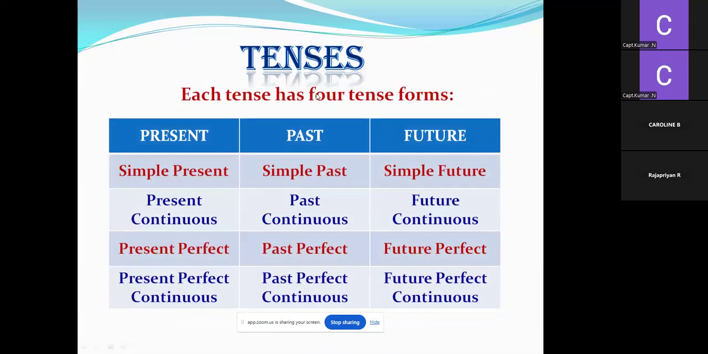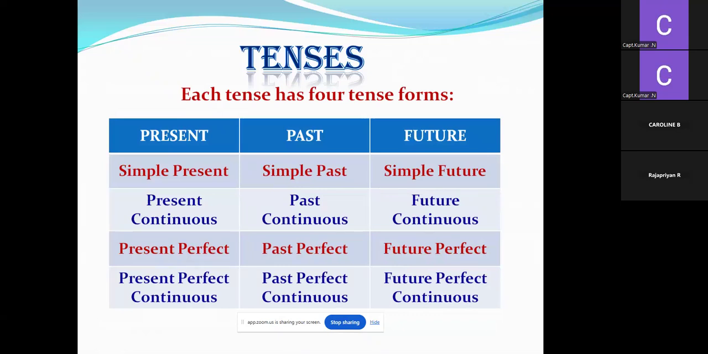Each tense has 4 tense forms. Let's see the tabular column. Present tense has 4 tense forms: simple present, present continuous, present perfect, and present perfect continuous. Past tense has 4 similar tense forms: simple past, past continuous, past perfect, and past perfect continuous. Similarly, future tense also. So totally there are 12 tense forms.